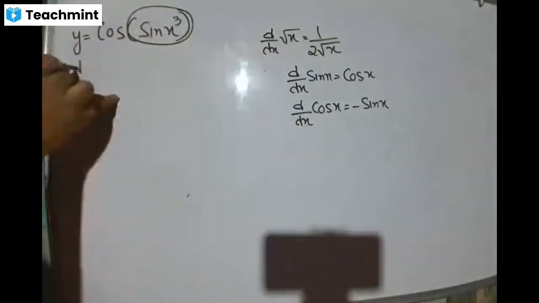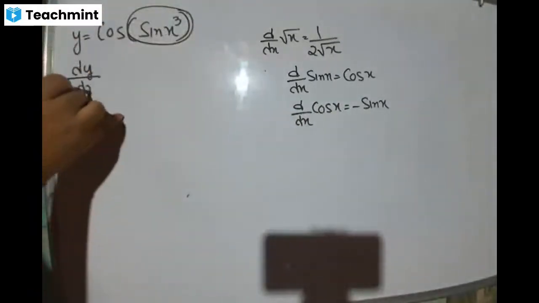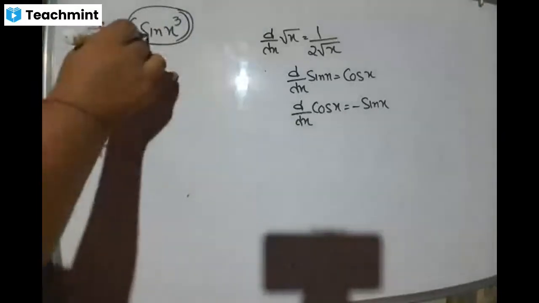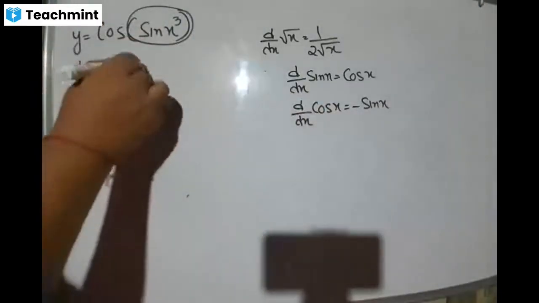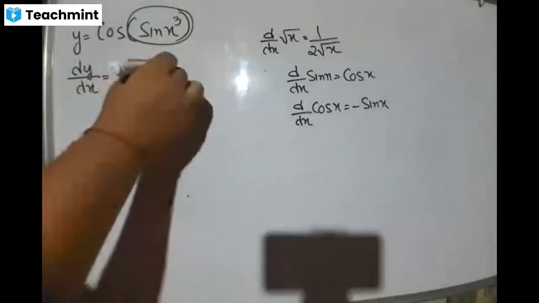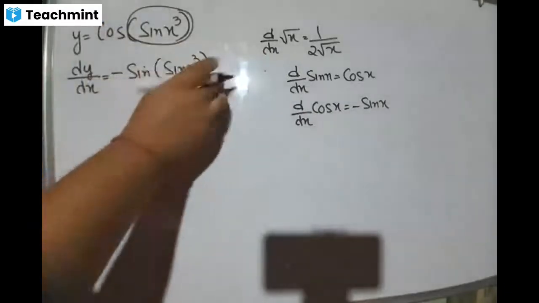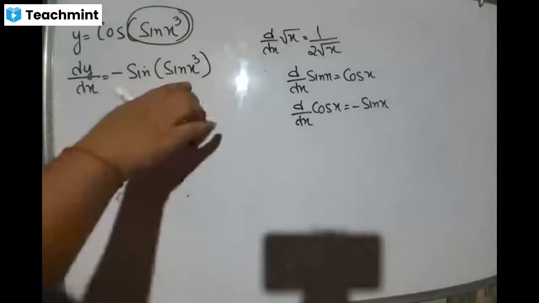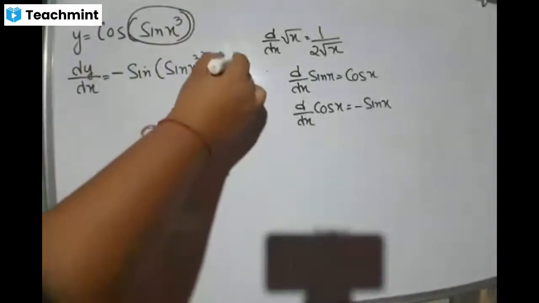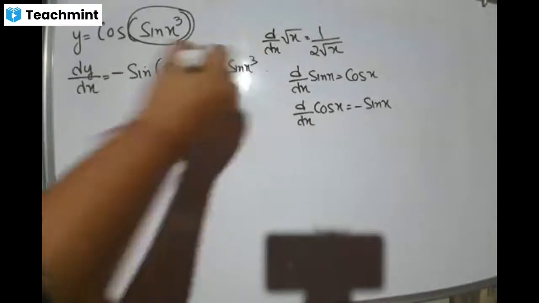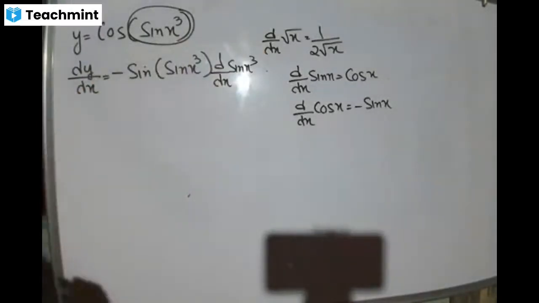So derivative of y is dy by dx. The derivative of cos x is minus sin x. So minus sin x means the part which you have assumed. That's why I want you all to circle it. Okay, sin x, but this is just an assumption. So d by dx of sin x cube.